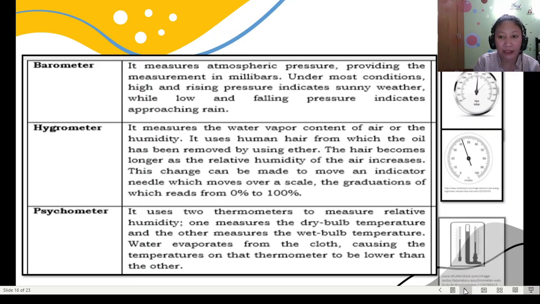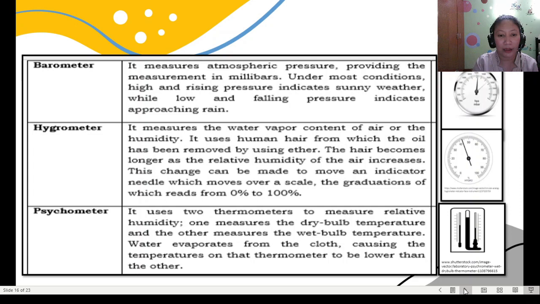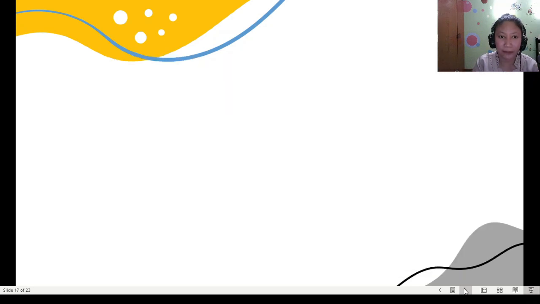And then, next naman natin is psychrometer. So, ito, gumagamit ng dalawang thermometers, left and right, to measure the relative humidity. One measures the dry bulb temperature, while the other, wet bulb temperature naman. So, the water evaporates from the cloth, causing the temperature on the thermometer to be lower than the other. So, may mataas, may mababa na scale kayo, may kita dun sa both sides ng thermometer. So, that's psychrometer, measuring the relative humidity.